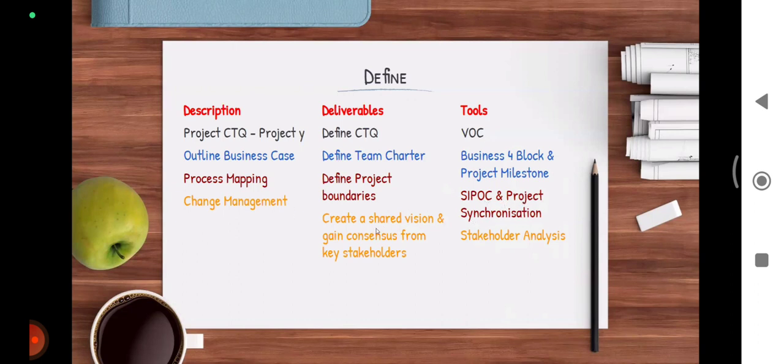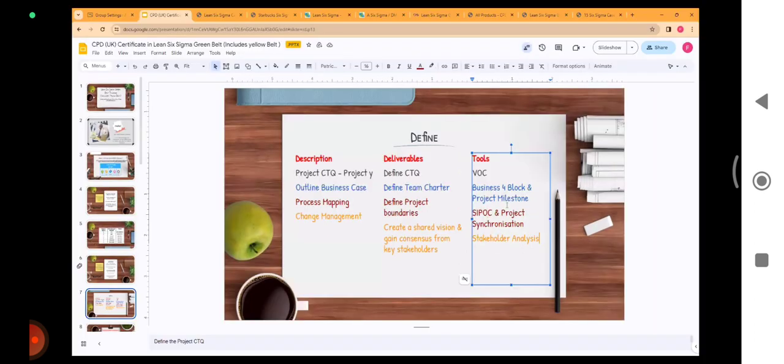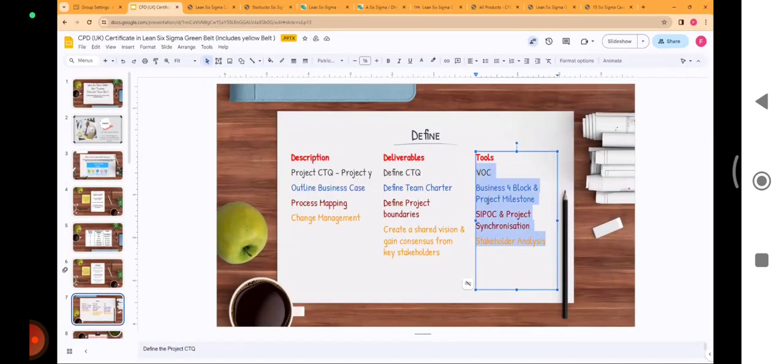And if everything works out, then after approval, you can create a shared vision and gain consensus from all key stakeholders, basically agreeing that indeed we have a problem at hand and we can benefit by improving this process right here. So right now, let me show you how these tools can be used.